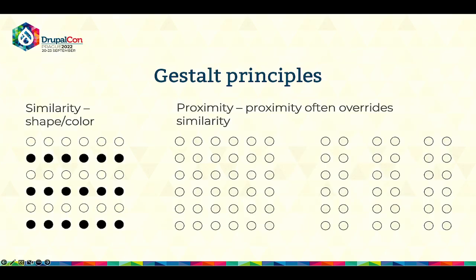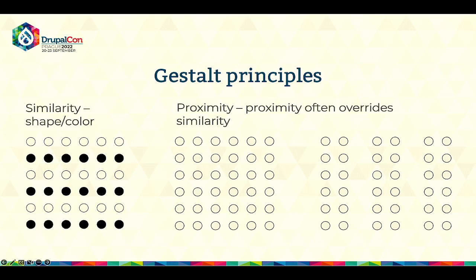Then similarity is when shape or color makes your mind group things. On the left image on similarity, you can see three groups of black dots or three groups of white dots. And you don't pay so much attention to the vertical groups of dots.